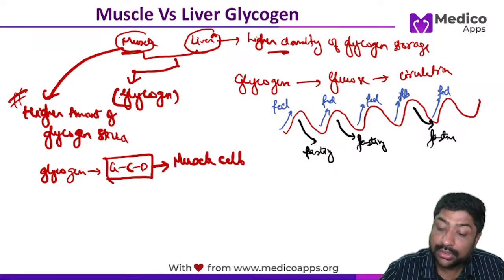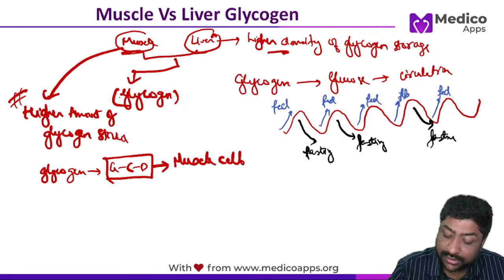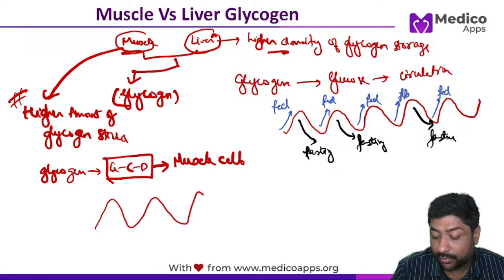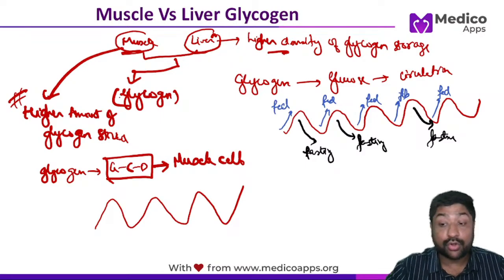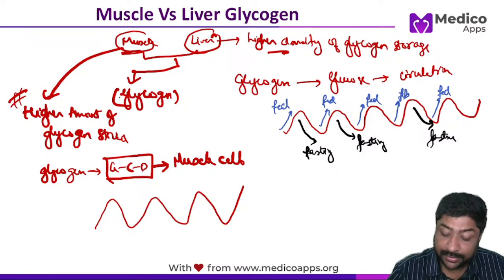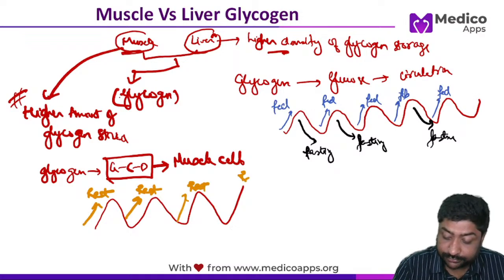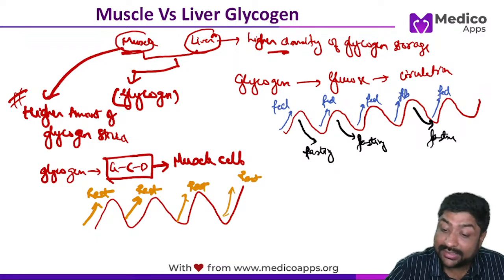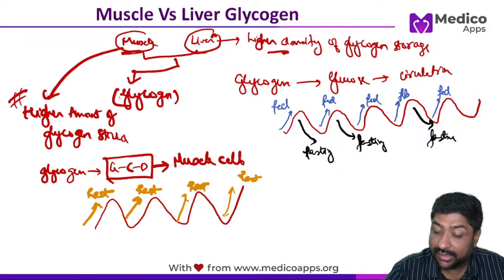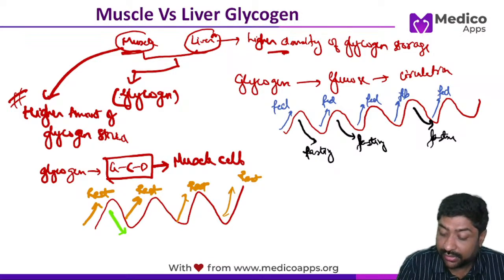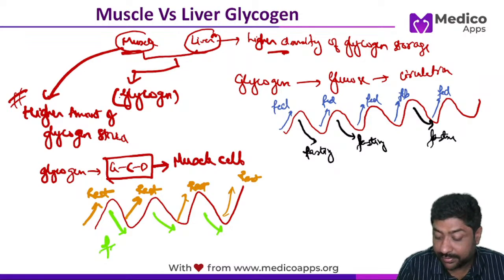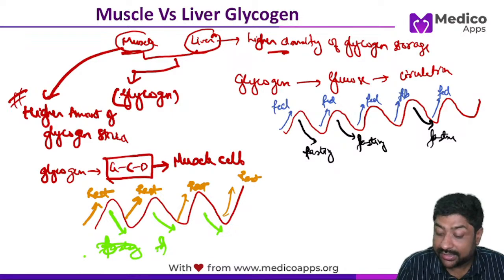In muscle also, the amount of glycogen keeps varying up and down, but here it is not related to the fed and fasting state. It increases in the rest state: whenever the muscle is resting, the amount of glycogen will increase, and it decreases in the exercising state. Is this clear?